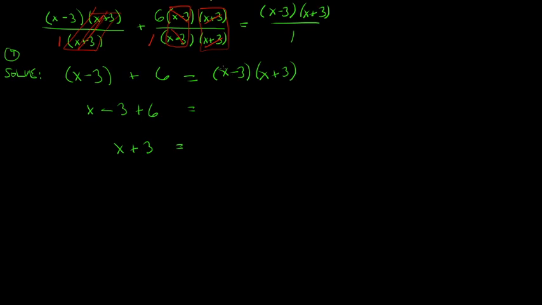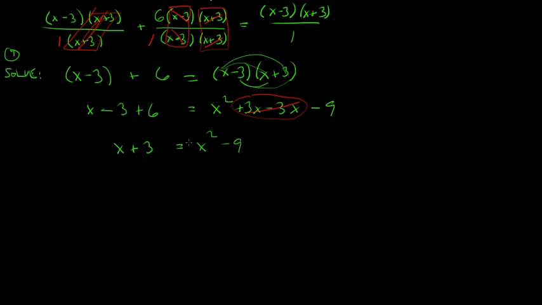Now what about the right? For the right, we have to FOIL. Right? Multiply this out using FOIL. X times x is x squared. Then we have plus 3x. And we have minus 3x. And then we have negative 3 times 3, which is negative 9. And yep, 3x minus 3x is 0. So all we have on the right here is x squared minus 9.